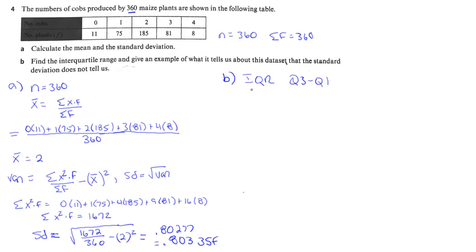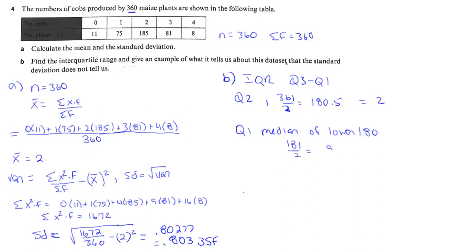And I've got, let's see, 360 pieces. So that means it's going to be 361 divided by 2. And that's going to tell me that I'm looking at the 180.5th piece of data. Well, if I look at the table, that piece of data is clearly going to be in the class with a 2. So Q2 is 2. Now Q1 is the median of the lower 180.